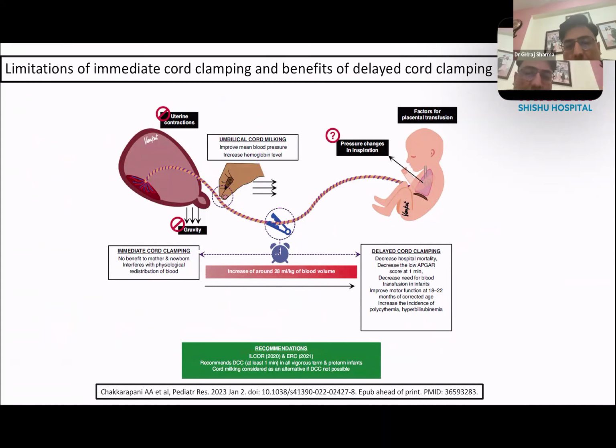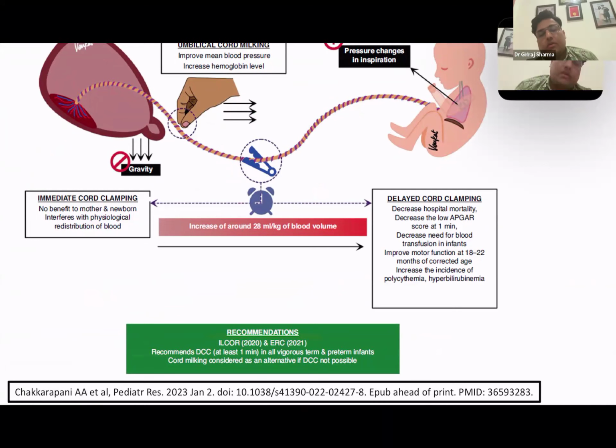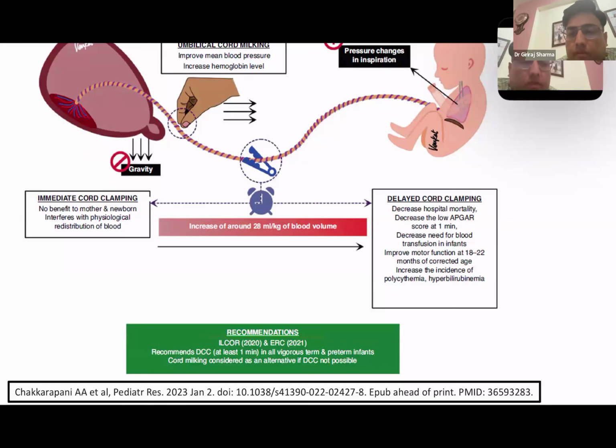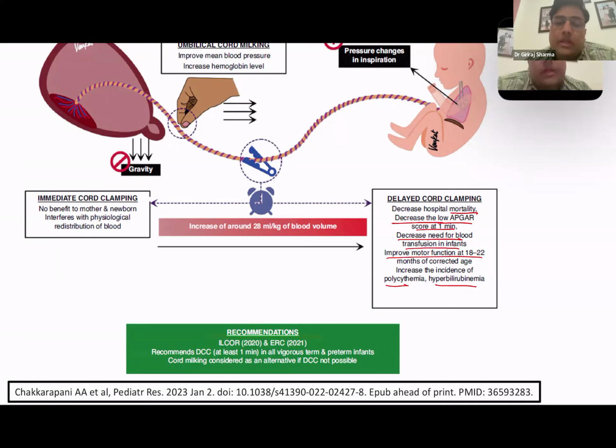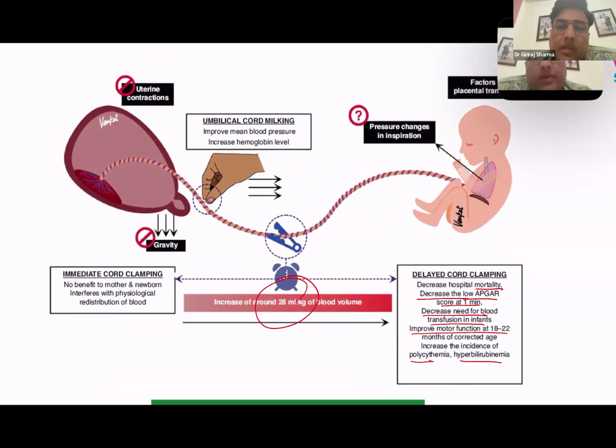Now, what are the benefits? NRP also recommends delaying cord clamping for at least 1 minute. Some people do it for 3 minutes also. That will reduce the risk of mortality, reduce the risk of low Apgar score at 1 minute, decrease the need for blood transfusion in the infant, and improve neurodevelopmental outcome. But there is an increased risk of polycythemia and hyperbilirubinemia that can be managed. The baby will get 28 ml per kg of extra blood by delayed cord clamping.